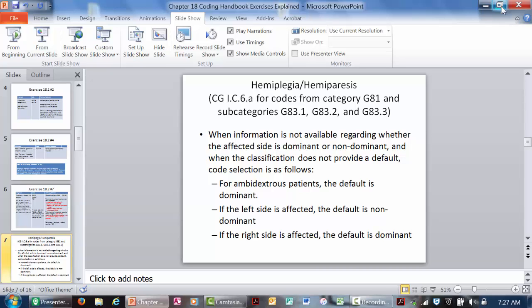If the patient is ambidextrous, the default is dominant. If the left side is affected, the default is non-dominant. If the right side is affected, the default is dominant. And I'm sure this is because the majority of people are right-hand dominant. I have several children and grandchildren who are left-hand dominant, so that's not true in every family. But for general purposes, this is the guideline that we're going to follow.